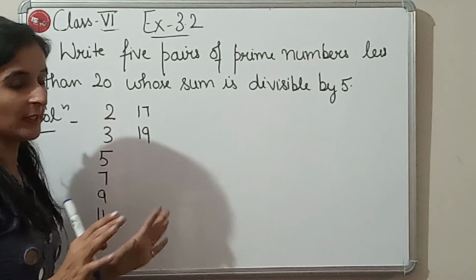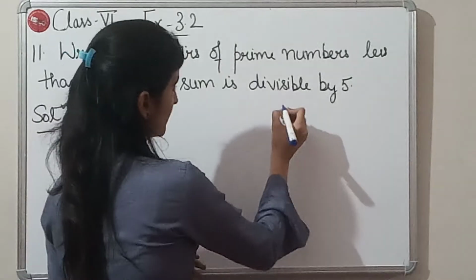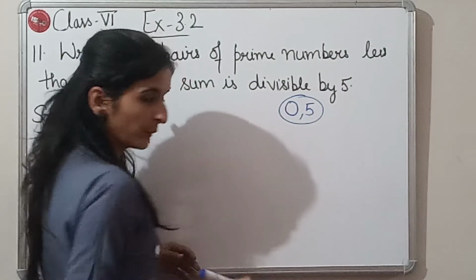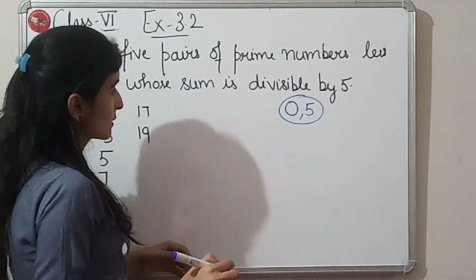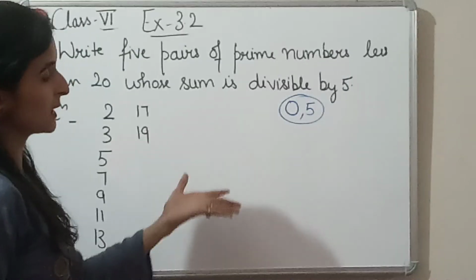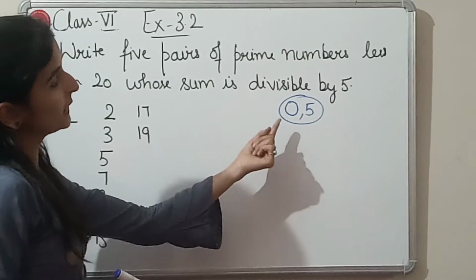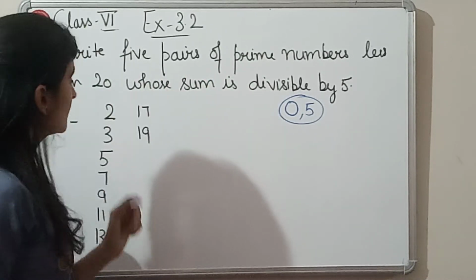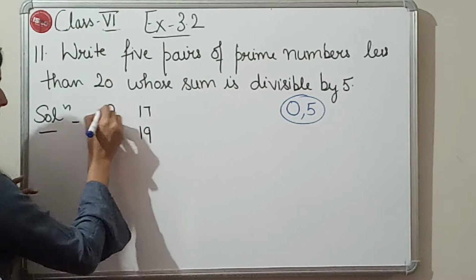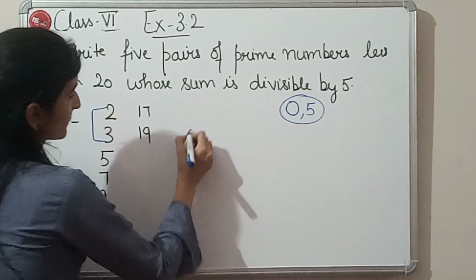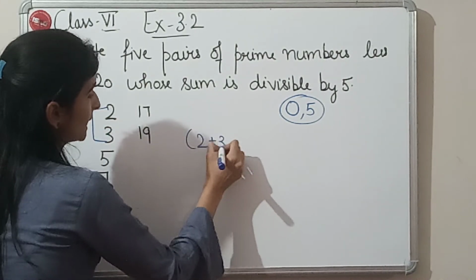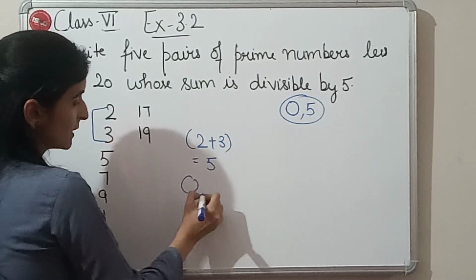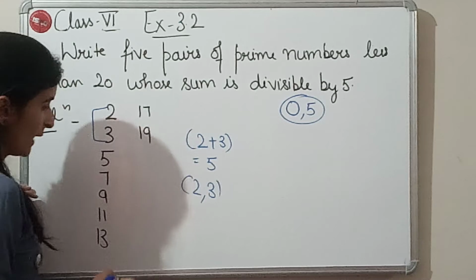So children, when a number is divisible by 5, then at the ones place there should be either 0 or 5. Clear? So whatever will be the sum of the prime numbers, there should be either 0 or 5 at the last. Suppose I am taking this 2 and 3. 2 plus 3 is 5 and 5 is divisible by 5. So one pair we have found.